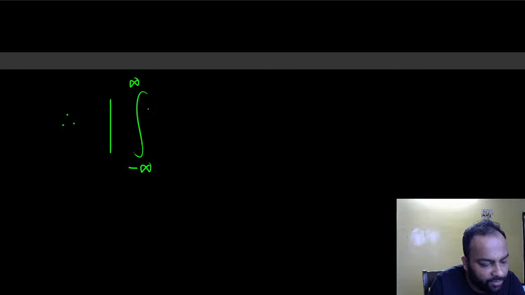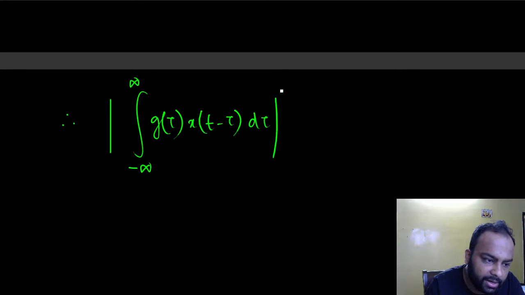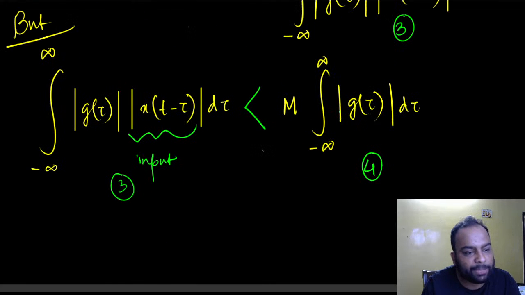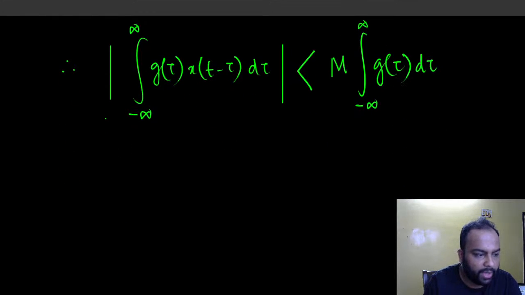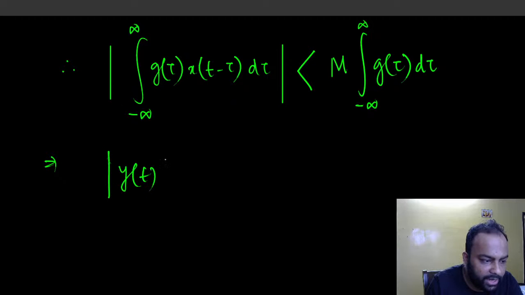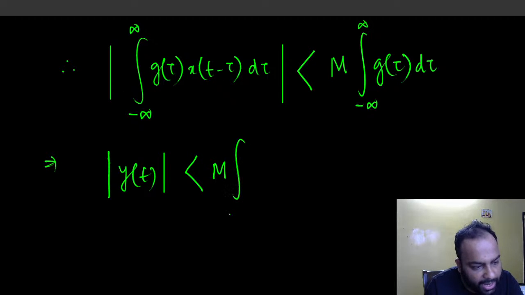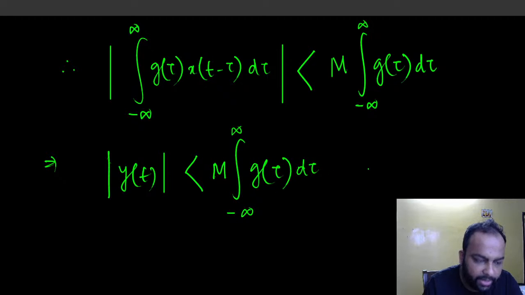So what I'm writing is, therefore, the mod of this entire thing, the integral from negative infinity to infinity of g tau x of t minus tau d tau, that was expression 1, is less than expression 4, which is m times this integral from negative infinity to positive infinity of mod g tau d tau. But what is this integral here? That's the mod of the output. So this is less than m times this.